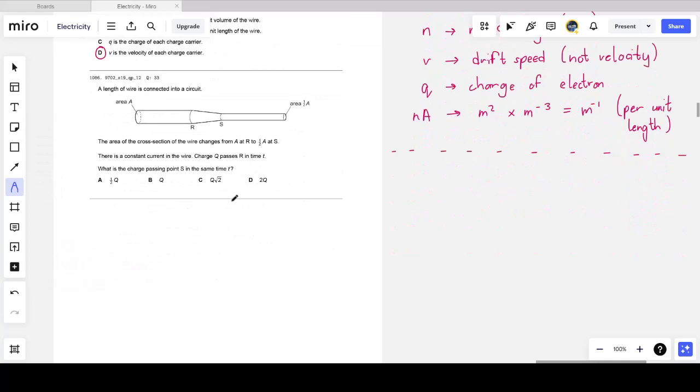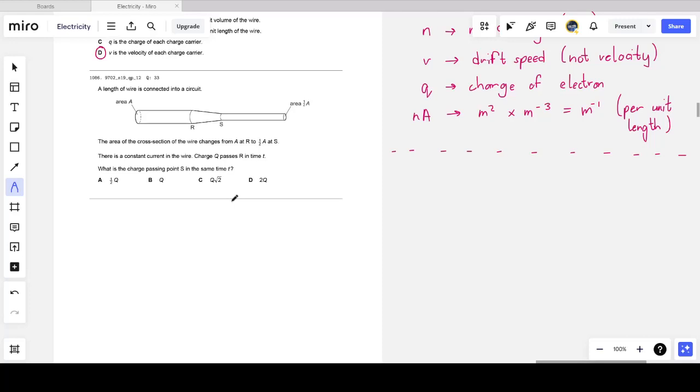Okay, the next question is 1086. It's from the summer 19 exam, question paper 1, variant 2, and question 33 from that paper. We have a length of wire connected to a circuit. The area of the cross section of the wire changes from A at R to half A at S, and there's a constant current in the wire. Charge Q passes R in a time t. What is the charge passing point S in the same time t?